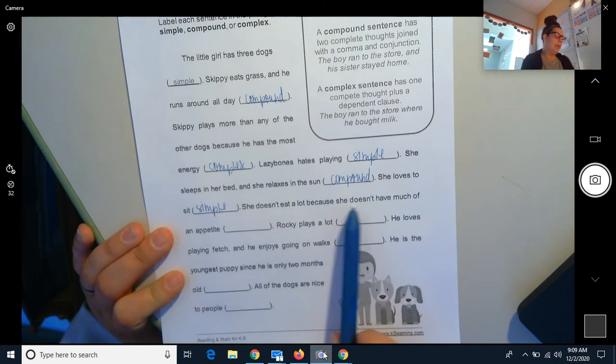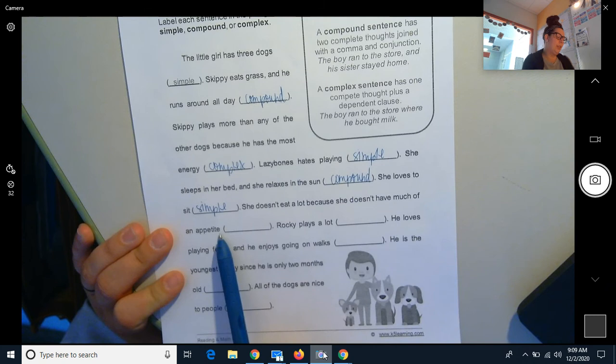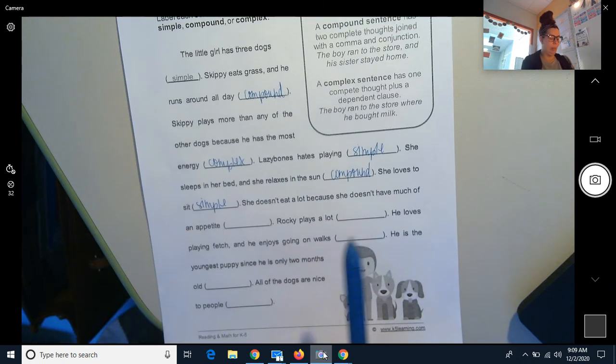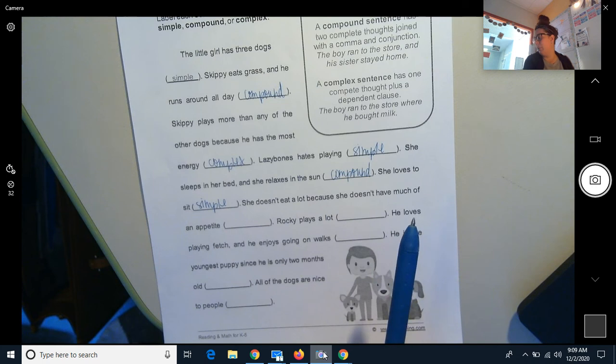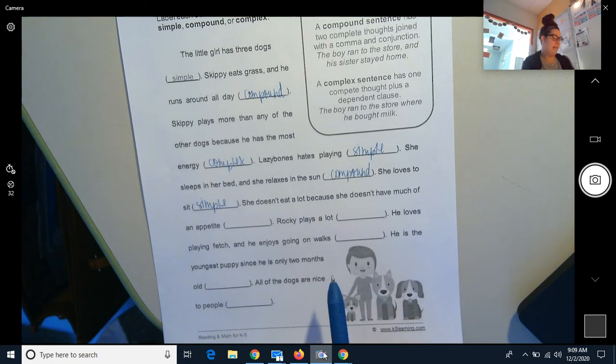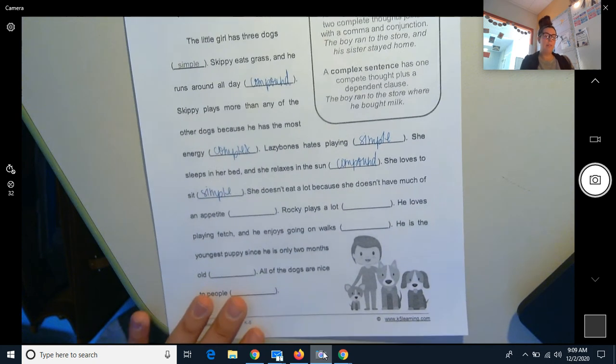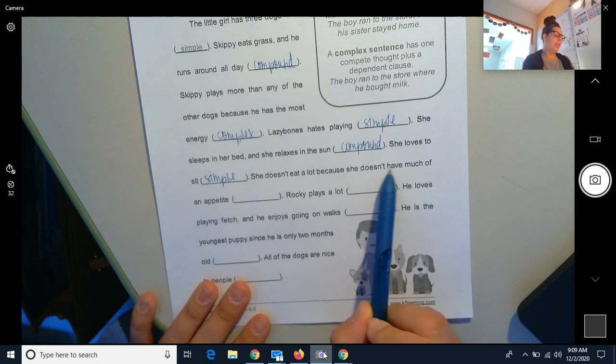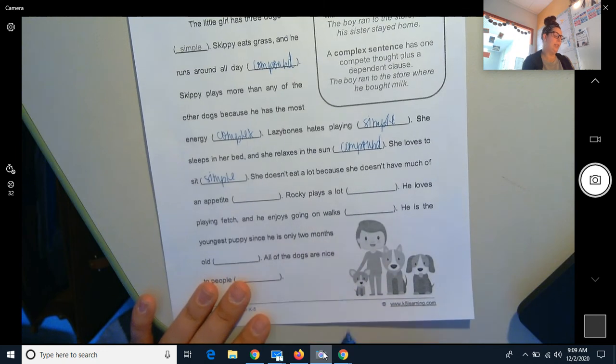She doesn't eat a lot because she doesn't have an appetite, or she doesn't have much of an appetite. Is this simple, compound, or complex? If you would like to answer, put a Z in the chat, please. Which one is it again? She doesn't eat a lot because she doesn't have an appetite.